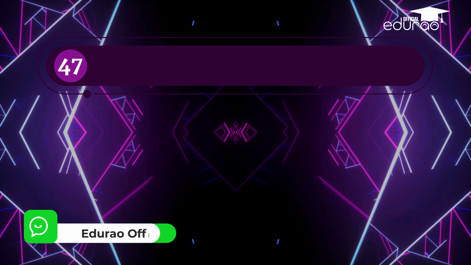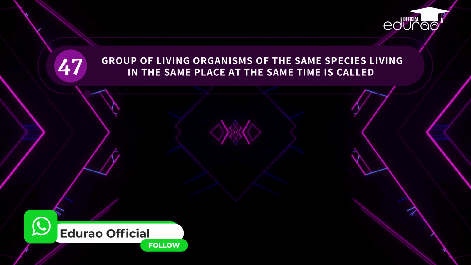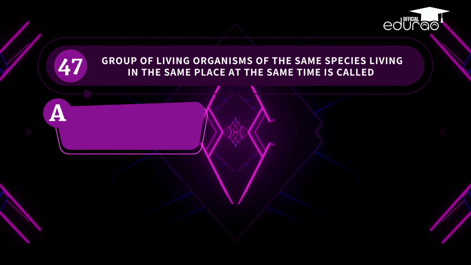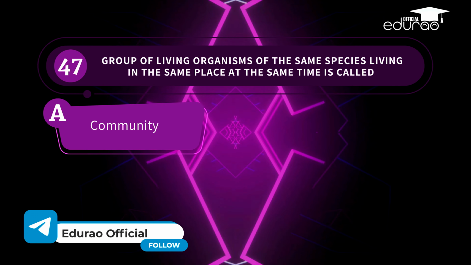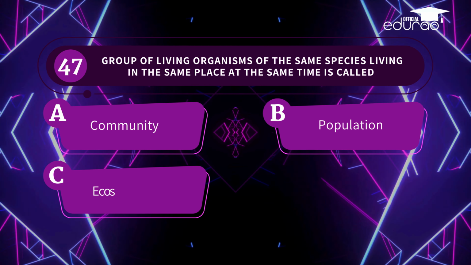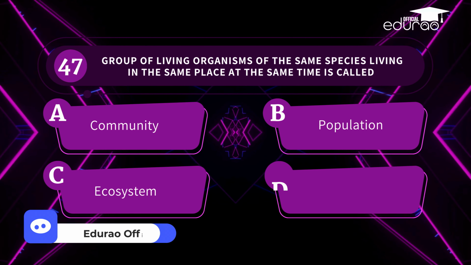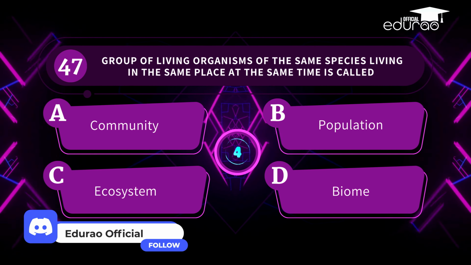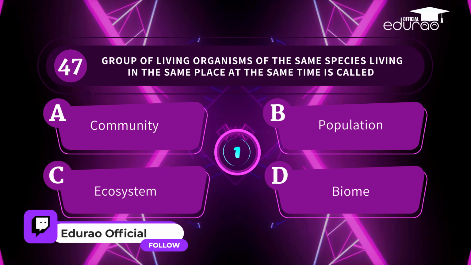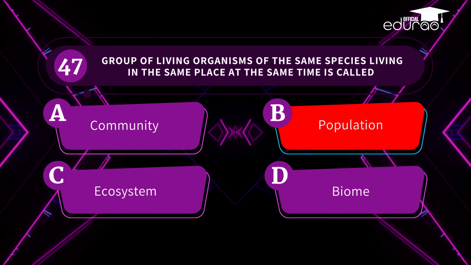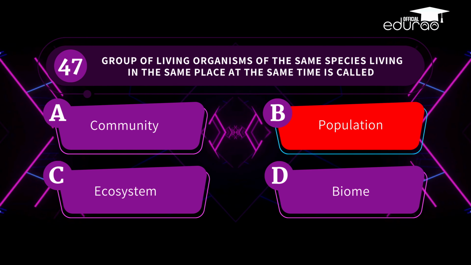Question 47. Group of living organisms of the same species living in the same place at the same time is called A. Community. B. Population. C. Ecosystem. D. Biome. I see it the same way, you're right. The correct answer is population.